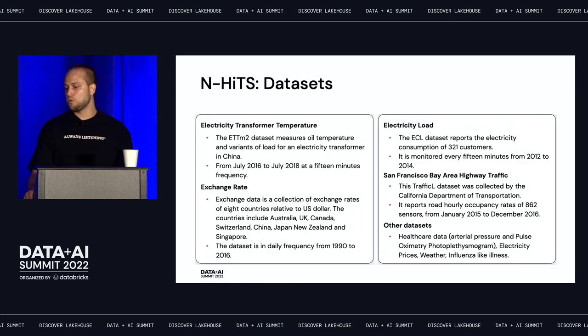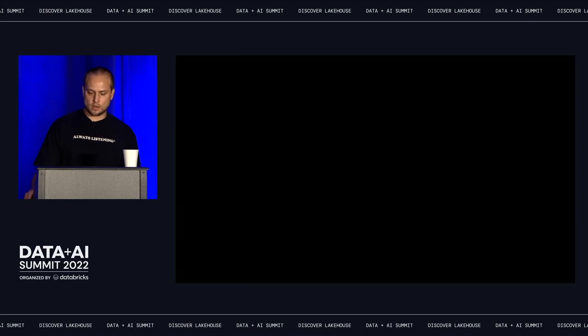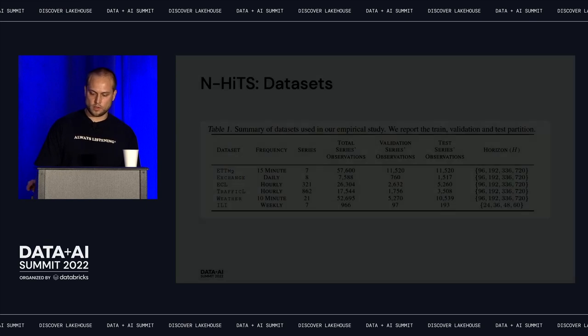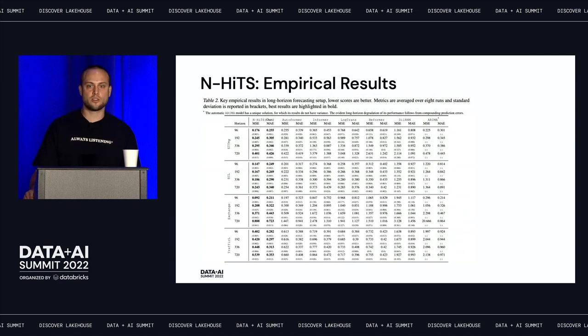We didn't want to keep this merely theoretical, so we tested this model on different data sets: electricity again, exchange rates, and even some highway traffic here of the Bay Area. And here you can see the results. Probably you can't see the results, but there they are. And if you're interested, we can share the presentation later.